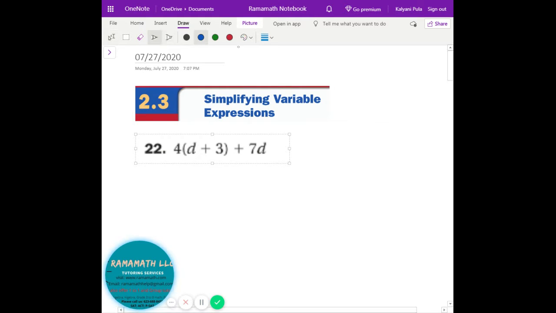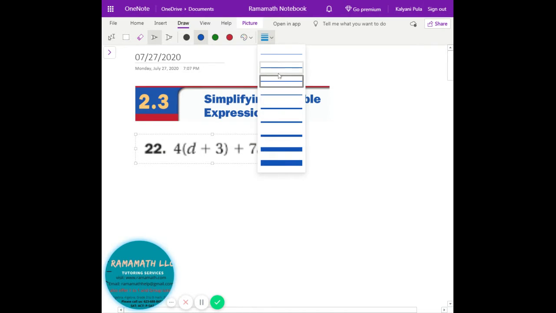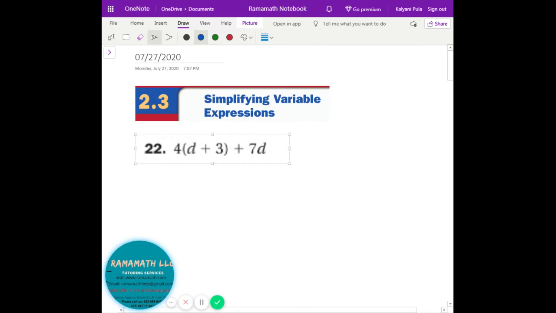In this question, I can see that there is a distributive property. When I see the parentheses, I just go with the distributive property. So I'm going to distribute this one. So 4 times d is 4d, very good, plus 4 times 3, okay, that's good, plus 7d.